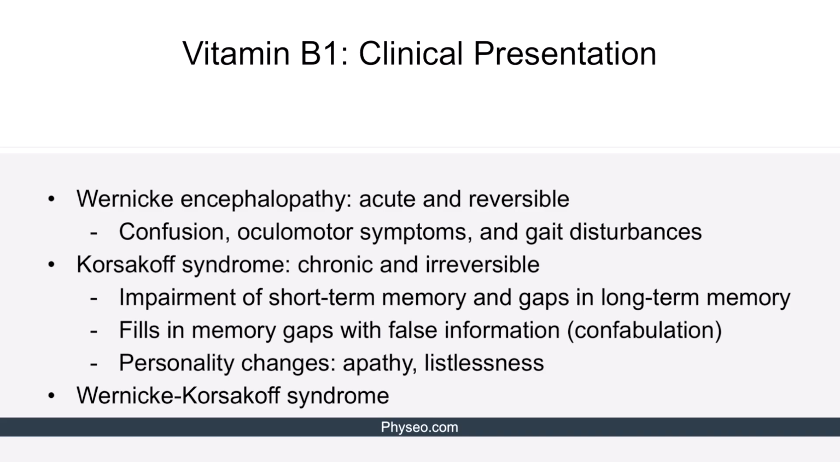First, let's start with Wernicke's encephalopathy, which is an acute and reversible condition that occurs secondary to thiamine deficiency. The classic triad includes confusion, oculomotor symptoms such as diplopia, conjugate gaze palsy, or nystagmus, and gait disturbances. Korsakoff syndrome, in contrast, is a chronic and irreversible condition that occurs secondary to thiamine deficiency. It presents with impairment of short-term memory and gaps in long-term memory.